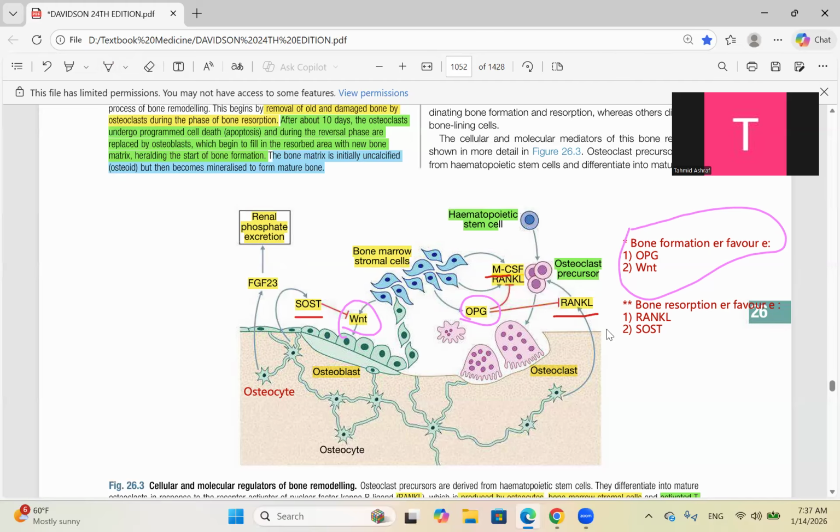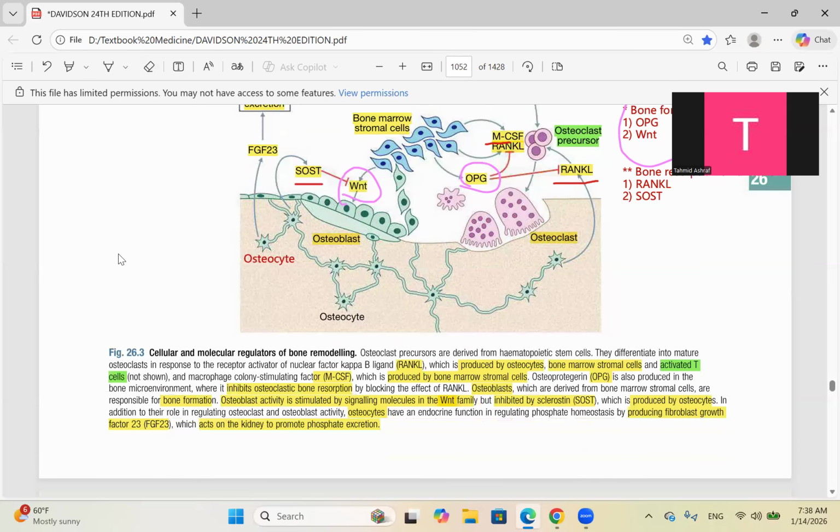So let's read out this also 3 times. Factors causing bone resorption. Those are mainly number 1, RANKL, receptor activator of nuclear factor kappa B ligand. We don't need to know the elaborated form. I have just told you to hammer it in your brain so that you can remember. So bone resorption: RANKL, sclerostin or SOST, and macrophage colony stimulating factor. Then let's come to here again. Factors favoring bone formation, osteoprotegerin and WNT. Okay, we are done, I think.